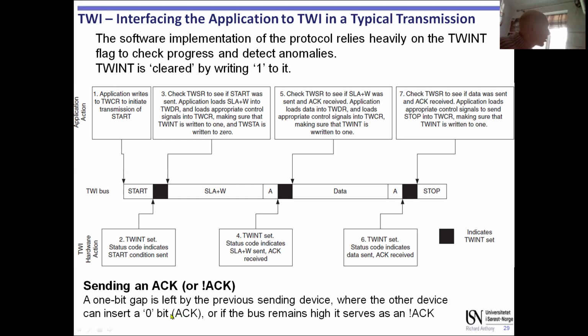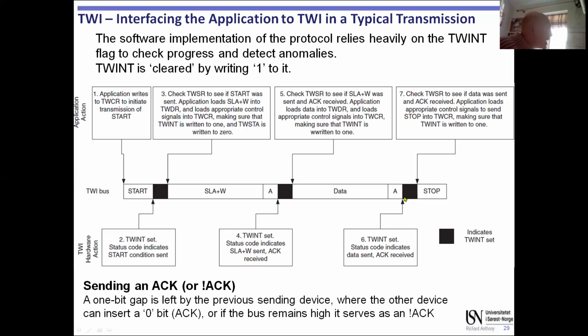But an ACK is a common idea. Basically, the master sends, I want to talk to slave number one, I want to write to slave number one. Slave number one puts a low here, which says, I received that, I understand that. Then the master can send the data, the slave can read that and say, yes, I received that byte. And of course, you have many bytes of data.